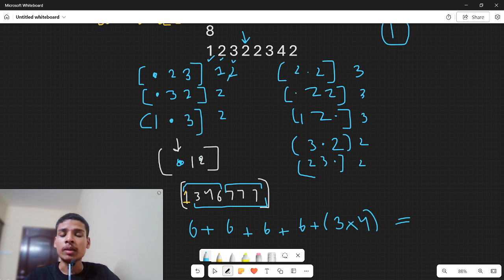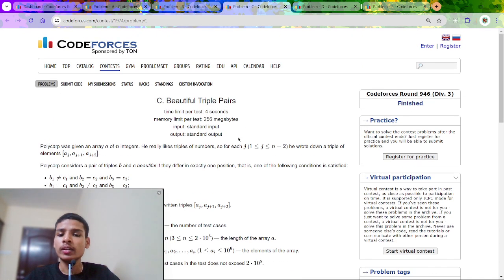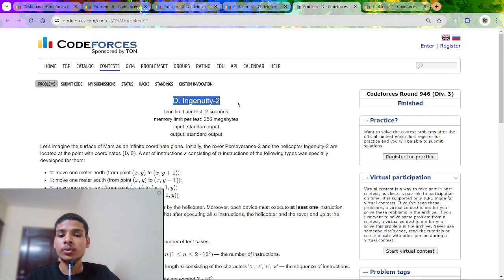So for each and every pattern, try to find the answer using this equation. So that's how you can solve problem B. Now problem C. Okay. You will get the code in the comment section. So now let's discuss problem D, that is Integrity 2.